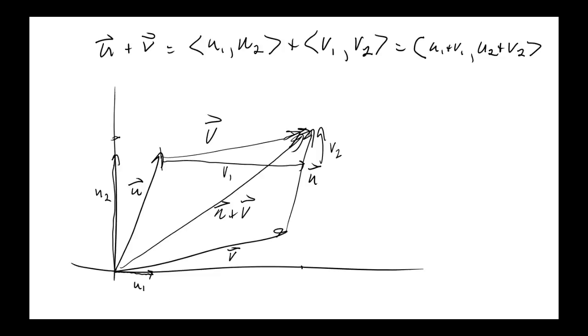Okay. This would be, you could look at this as V1 down here plus U1 here. And this, what's that? It's basically like U and V are the hypotenuse of triangles. Right, exactly. This would be V2, and this would be U2. Okay. Either way, whatever side you want to put them on, you see they do add that way.